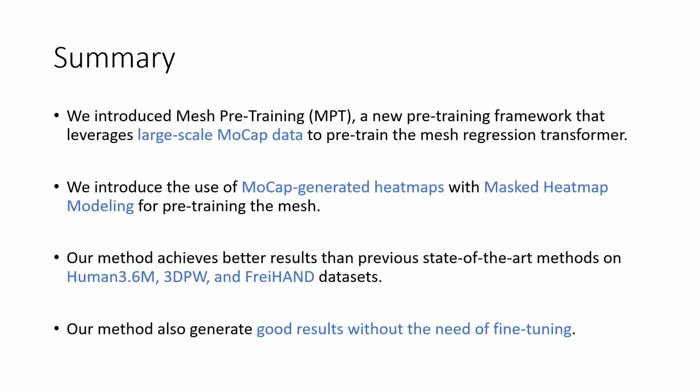In summary, we introduce mesh pre-training. It is a simple yet effective pre-training strategy that leverages large-scale MoCap data to pre-train the mesh regression transformer for 3D human pose and mesh reconstruction from a single image. We introduced the use of MoCap-generated heatmaps with Masked Heatmap Modeling for the pre-training. In our experimental results, we show that our method achieves better results than the previous state-of-the-art, including on the Human3.6M dataset, 3DPW, and FreiHAND dataset. We also show that our mesh pre-training approach can be directly applied to real images without fine-tuning on any image mesh pairs.